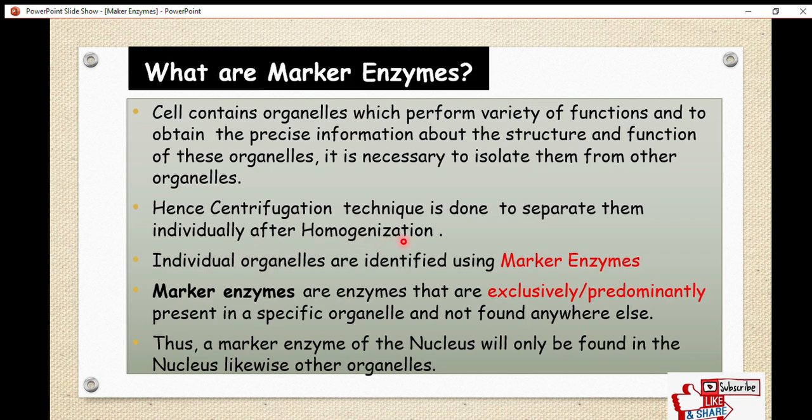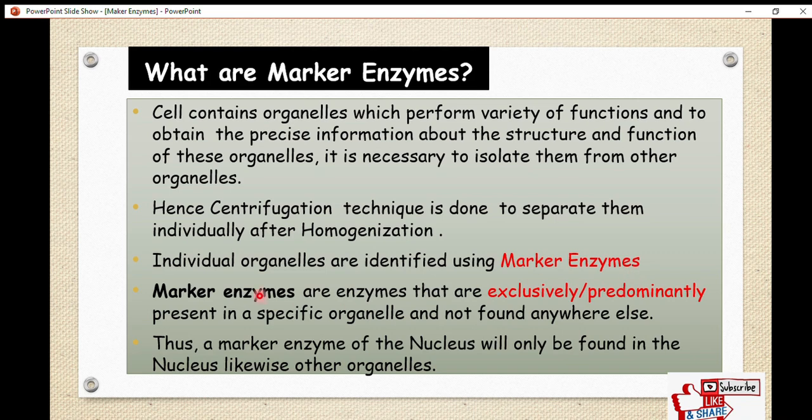That's why I talked about the first video. Follow the link to watch it so that you understand what homogenization is and what centrifugation is in relation to marker enzymes. To study marker enzymes of the various organelles, you have to get a homogenate, or cell lysate, by performing homogenization and centrifugation so that we can separate these organelles. The larger ones will form pellets at the bottom and the lighter ones will remain in the supernatant, which we can recentrifuge to isolate them completely. These individual organelles are identified using marker enzymes. After homogenization and centrifugation, we can use marker enzymes to identify whether there is a presence of, let's say, a nucleus, mitochondria, or any type of organelle.